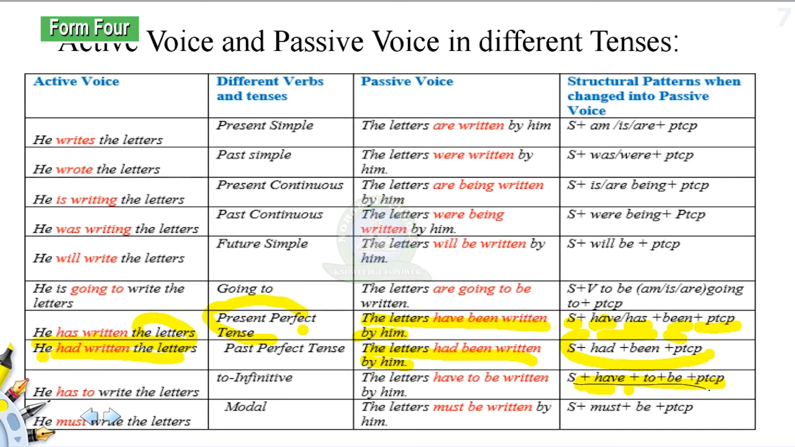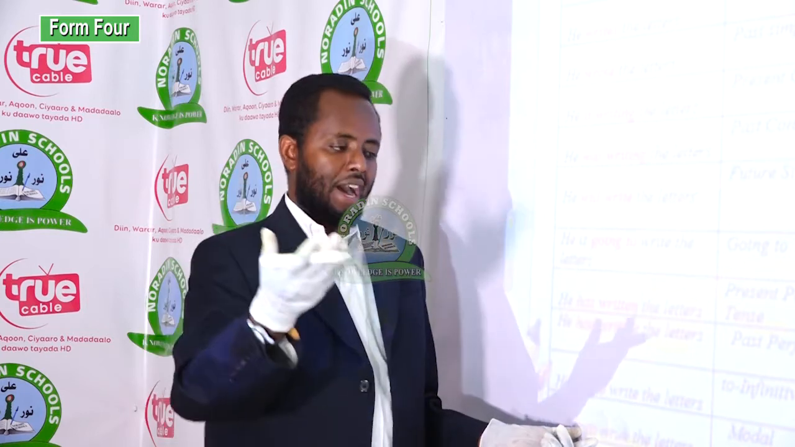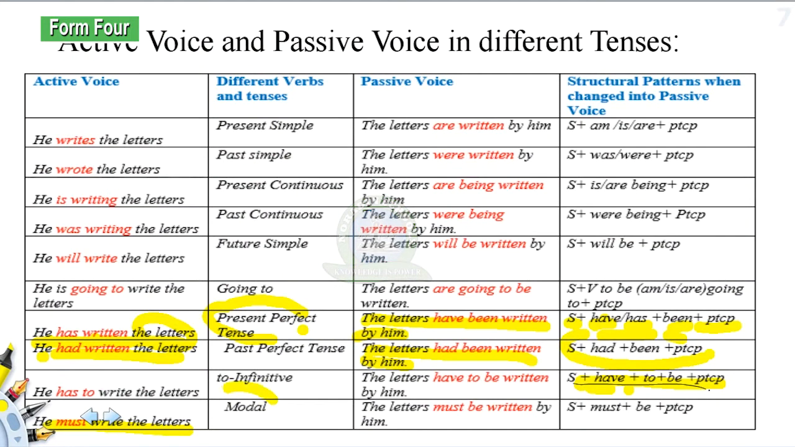Another: he must write the letters. You have the modal verbs. When you want to change, do not change the modal verb into past, but only use be and past participle. Must is a modal verb. So the letters must be written by him. This is the passive voice, and this is the active voice. So remember: must, be, and past participle.